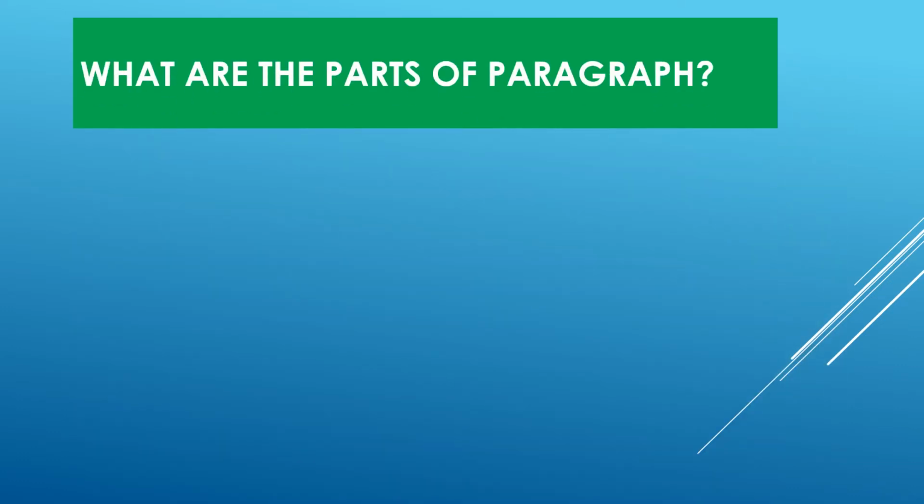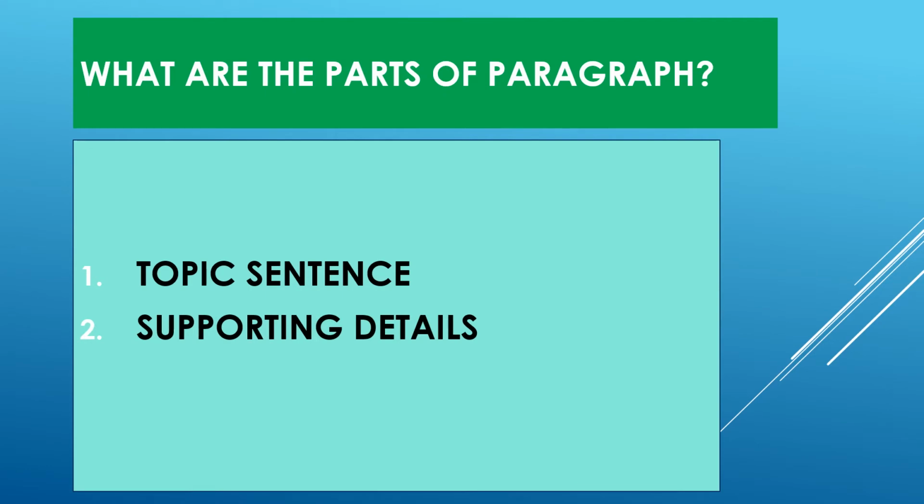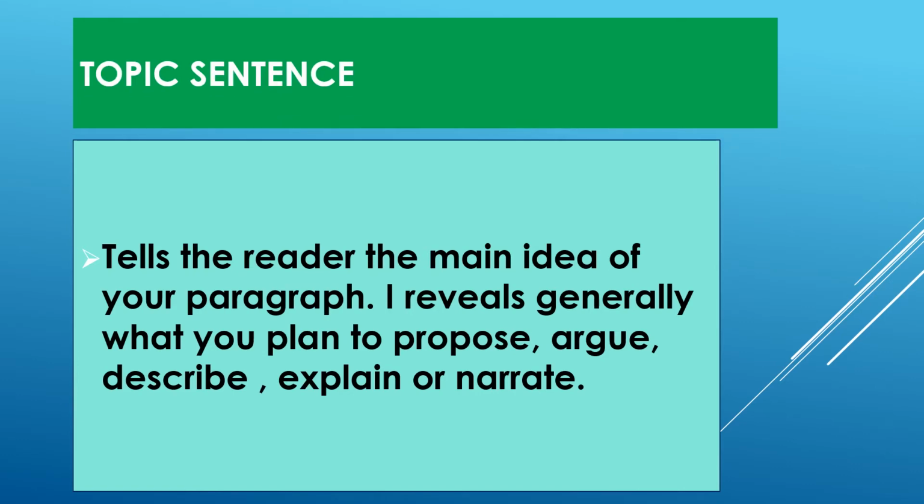Now, what are the parts of a paragraph? A paragraph includes a topic sentence and supporting details. The topic sentence tells the reader the main idea of your paragraph. It reveals generally what you plan to propose, argue, describe, explain, or narrate. When it is part of a longer essay, it contains a main point that supports the thesis statement.